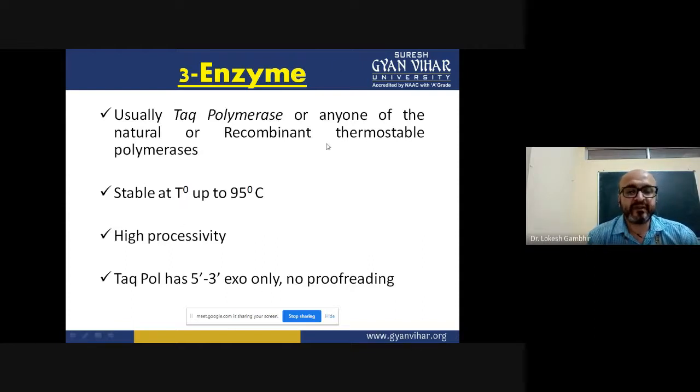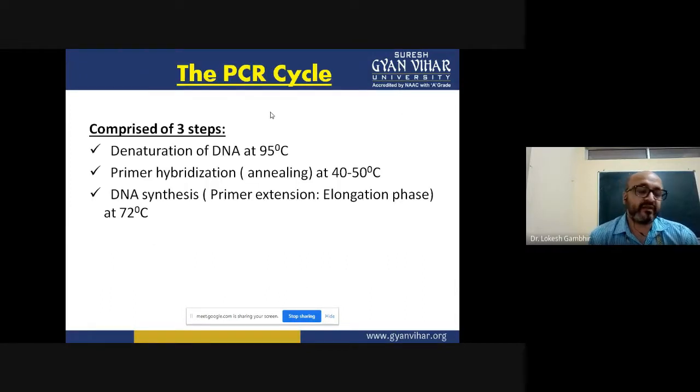This particular Taq polymerase is stable up to 95 degrees Celsius. If you raise the temperature to 95 degrees Celsius, it will not have any kind of denaturation. It will carry on its activity. Apart from the thermostability, it has very high processivity. Also, it has the normal exonuclease activity that we talked about in DNA polymerases. It has 5' to 3' exonuclease activity. Of course, there is no proofreading activity associated with this particular enzyme.